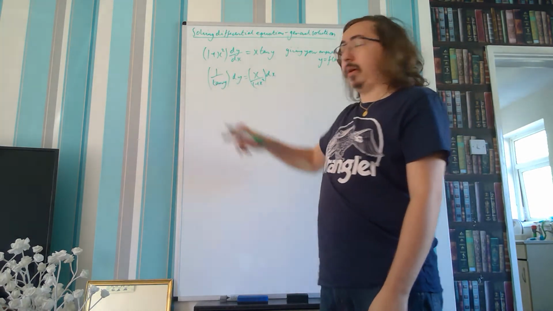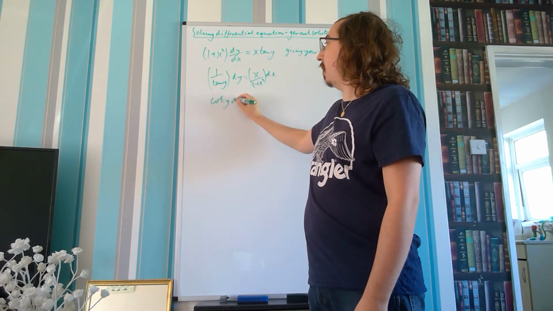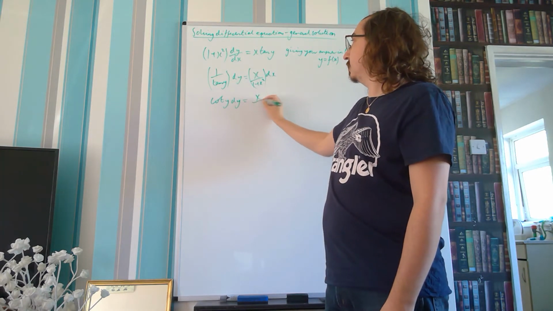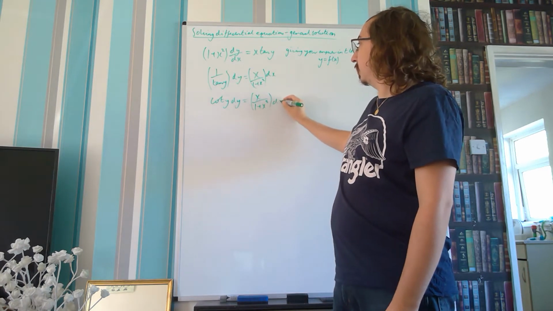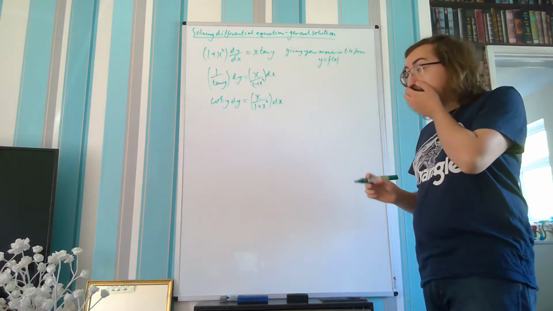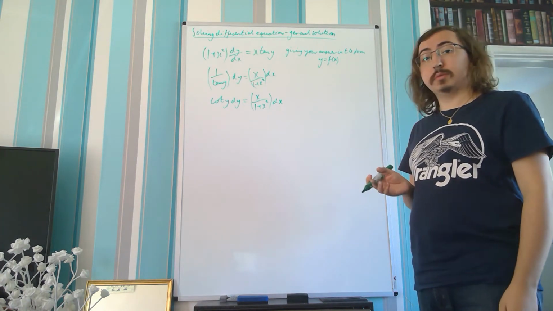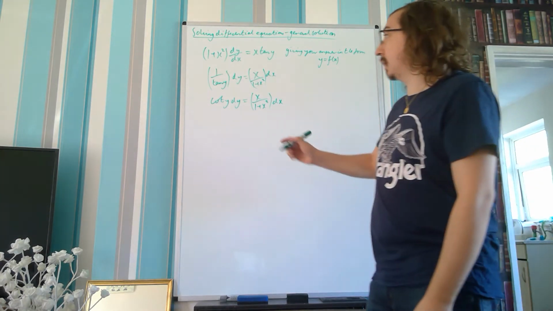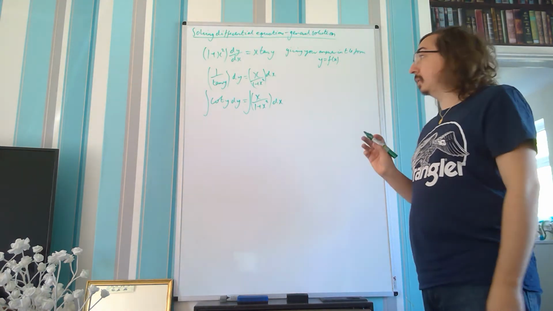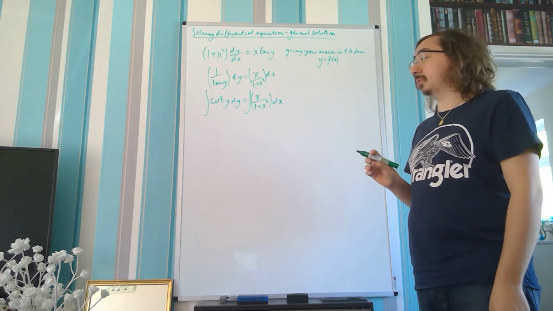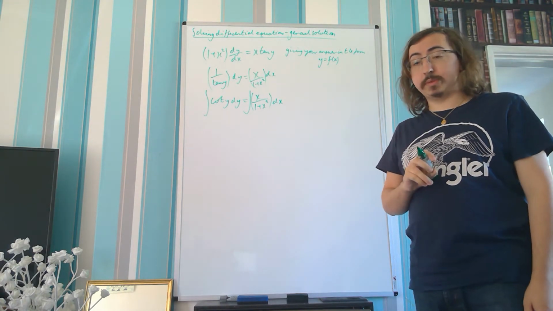Well, let's rewrite 1 over tan y. 1 over tan is cot, so you've got cot y dy is equal to x over 1 plus x squared dx. So we've isolated our variables. We've changed 1 over tan into cot. Now we need to integrate both sides. We're going to integrate cot y with respect to y and integrate x over 1 plus x squared with respect to x. And each of these has its own problems.